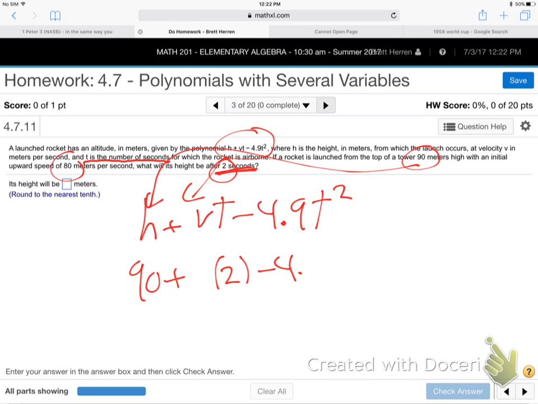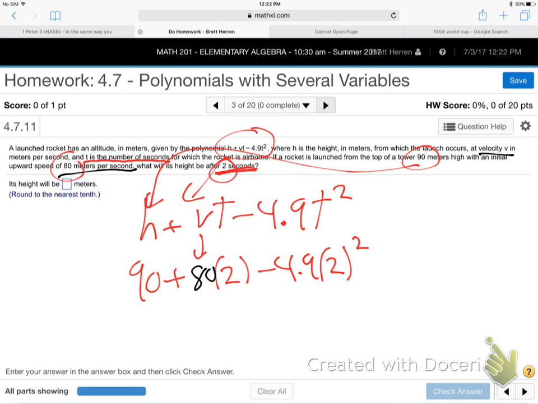Last thing, what's my v? Well, it's the only number left, right? It's the 80 meters per second. v is velocity. It says right here, v is velocity. Velocity is speed. I don't know if you ever heard that word before. Velocity means speed. So meters per second, it's like miles per hour. It's a speed. So sure enough, that's v.